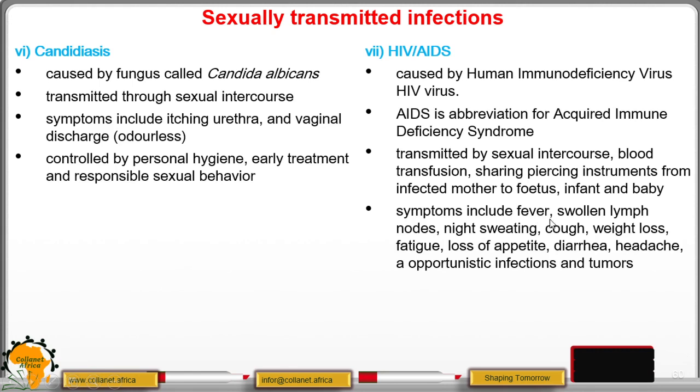So the symptoms include fever, swollen lymph nodes, night sweating, coughing, weight loss, being tired all the time, not being able to eat, frequent diarrhea, headache, and opportunistic infections like tuberculosis attack, because the immune system has been affected. So the white blood cells have been adversely tampered with, so the body is weak. Opportunistic diseases like pneumonia and tuberculosis, among others, then come in.